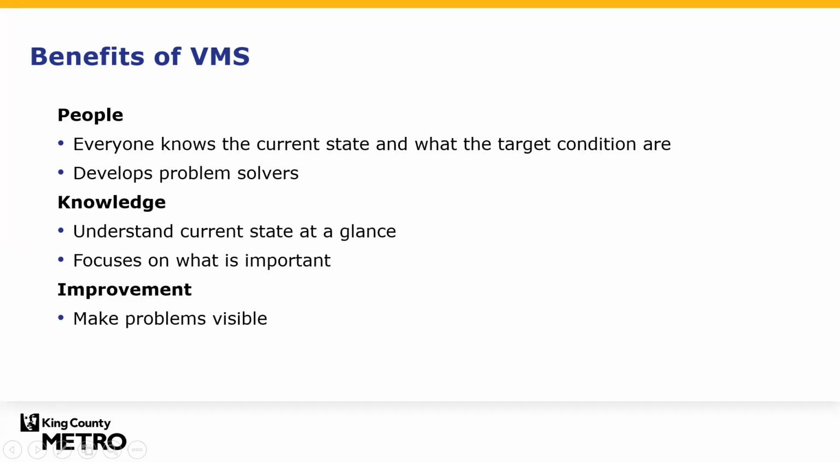Now, there are many benefits to a visual management system, but here's some key ones I want to share with you. A visual management system allows everybody to know what the current state is and what the target conditions are, and it helps develop problem solvers. It lets you understand the current conditions at a glance so you can focus on what's important. In a good visual management system, it makes problems visible so you can resolve them.